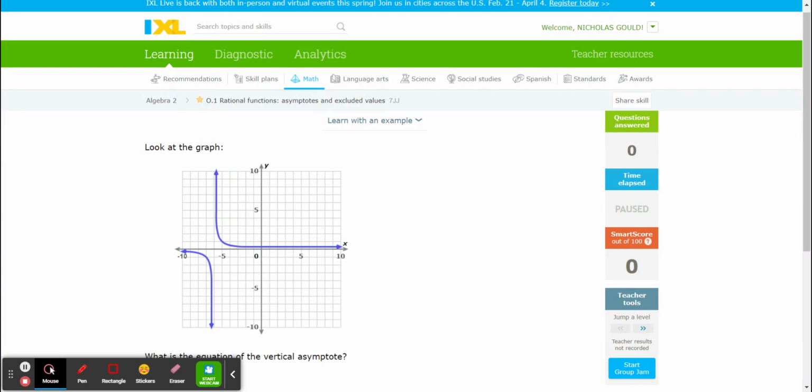So, we're going to sit here and talk about this IXL assignment really quick. It's not complicated. It's very visually simple. So, here we're going to talk about asymptotes, right? All an asymptote is, is a vertical or a horizontal imaginary line that splits the graph.